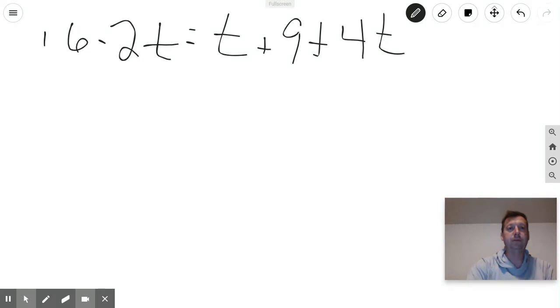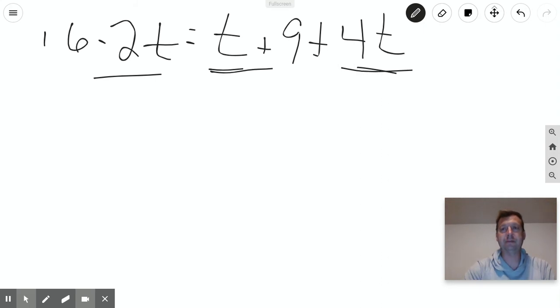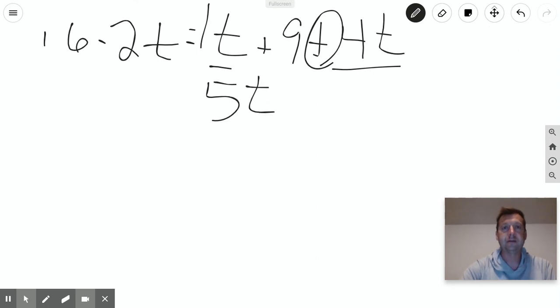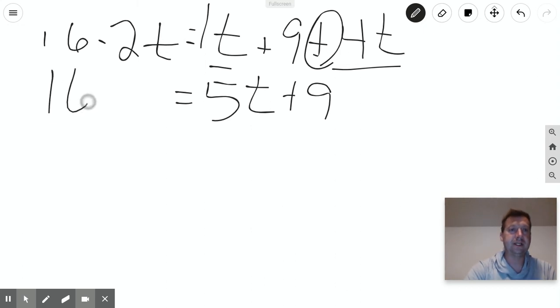So before I start moving any of these variables that I have, I'm going to combine these variables that are on the same side of the equal symbol. So since this t right here and this 4t are both on the right side of the equal symbol, I'm going to combine those first. And this is a 1t, and then this plus symbol tells me I'm going to add it to 4t, gives me 5t, plus the 9 right here equals 16 minus 2t.